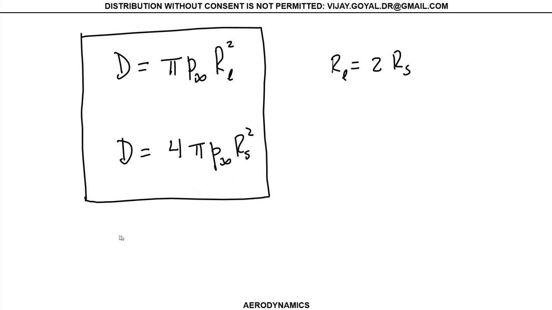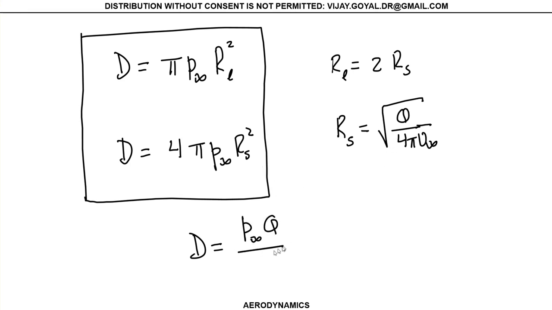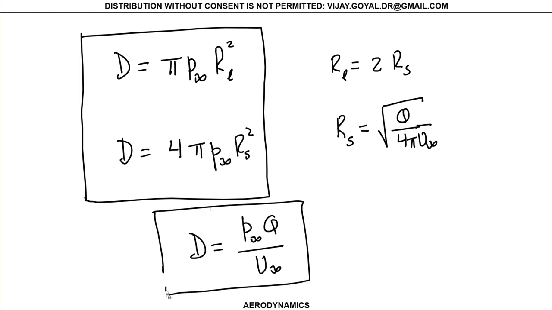Okay, so we also know that your RS is given in the problem. But if it was not given in the problem, regardless, this was equal to Q over 4 pi U infinite, right? So then you can show that this is equal to, replace that in there, and this nice equation shows up here, which is quite handy to be used. Okay, for a semi-infinite body, this is what you have.